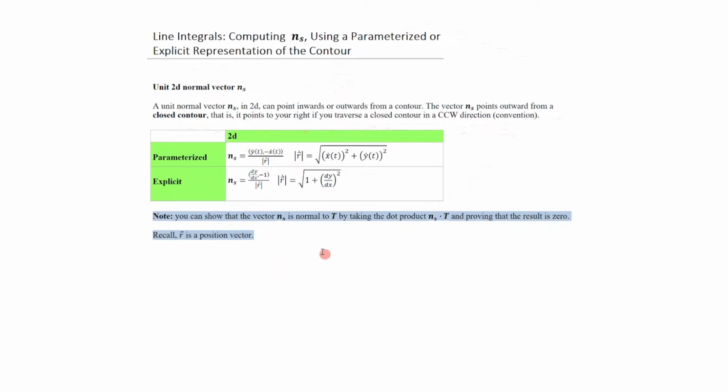Again, just as a reminder, you can show that the vector NS is normal to the tangent vector by taking the dot product NS dot T and proving that the result is 0. You can use the results from the last slide and this slide just to convince yourself that the expressions you see here are correct. Again, just recall that R hat, or R with the arrow, is a position vector.